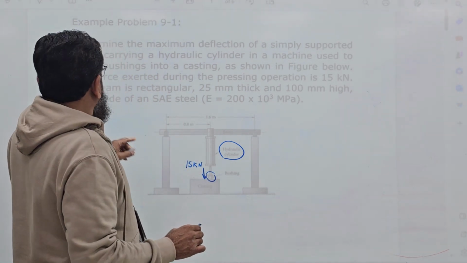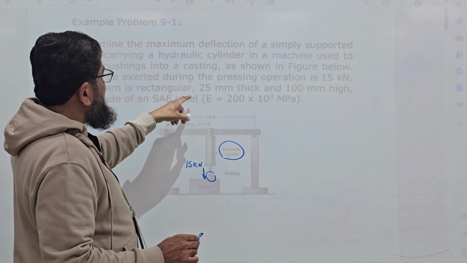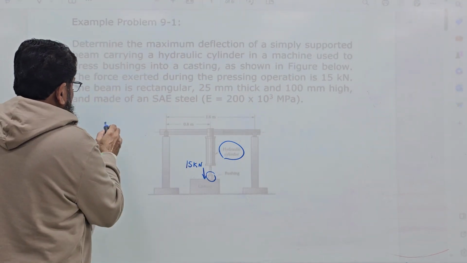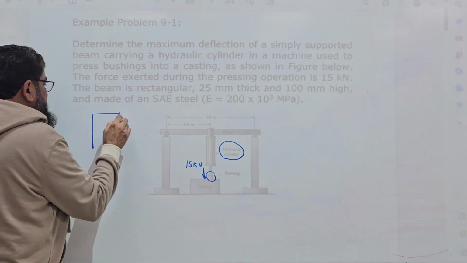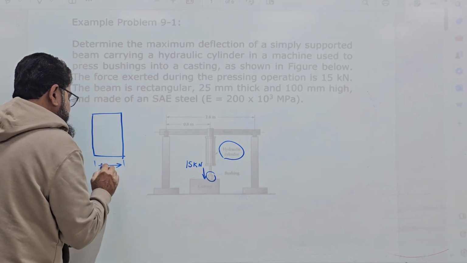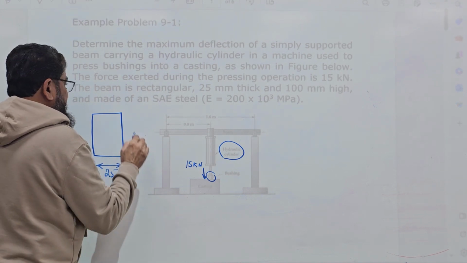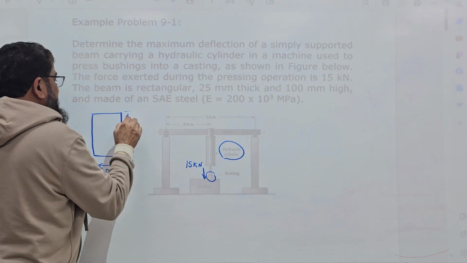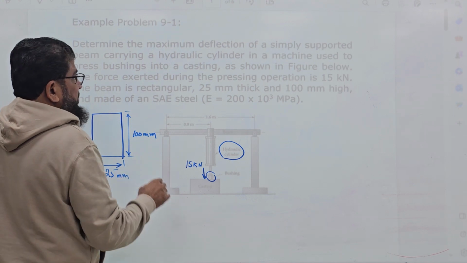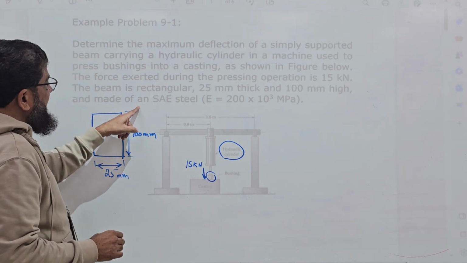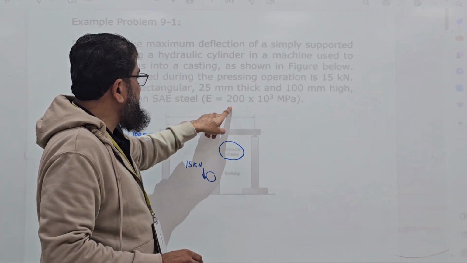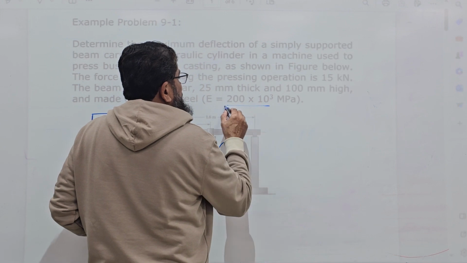The beam is rectangular, 25 centimeter thick and 100 mm high. So he has given me the depth as how much? This is 25 centimeter and the height is 100. Okay, and it is made of an SAE steel, that is the Society of Automotive Engineers steel. He has given us the value of E. The value of E is also there.